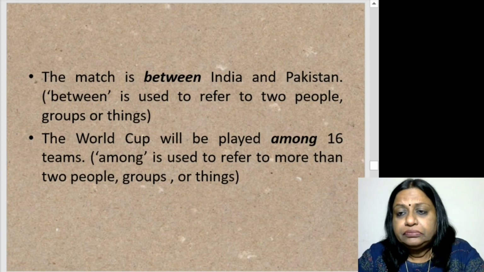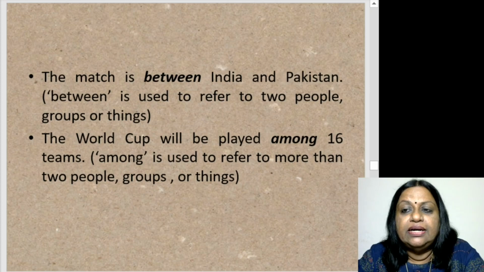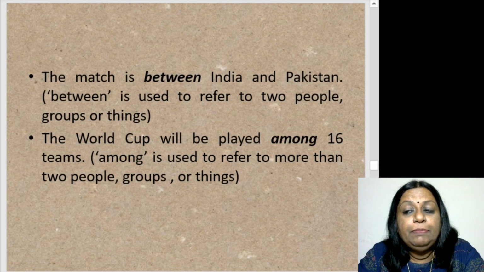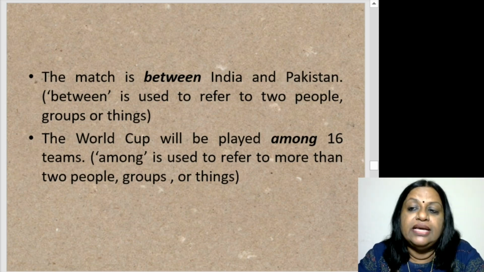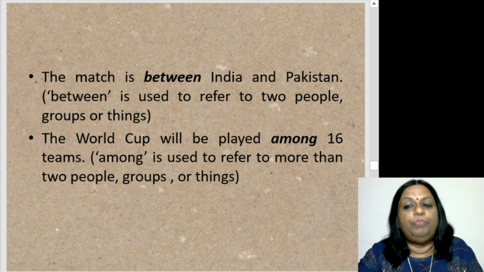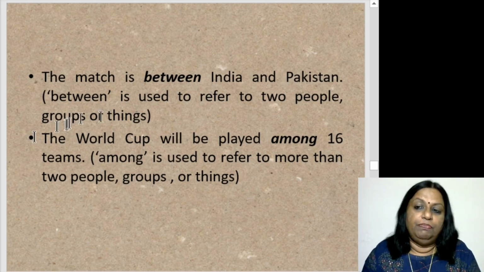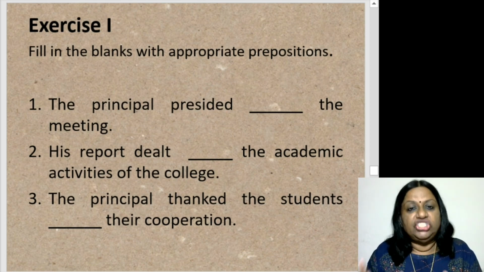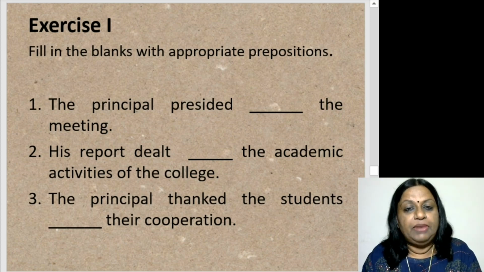To take it further, the match between India and Pakistan. Between here refers to two people, two groups, or two things. The World Cup will be played among 16 teams. Among is used to refer to more than two people, groups, or things. So between and among is also something that we all get confused with. I hope you got a general idea of how we must use the right prepositions at the right time.